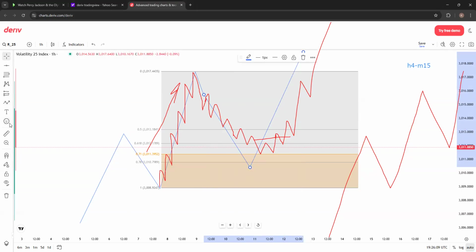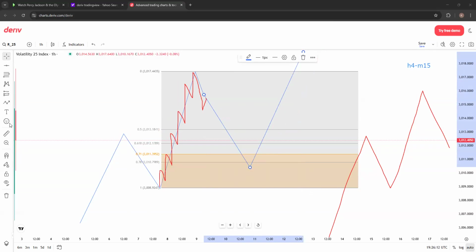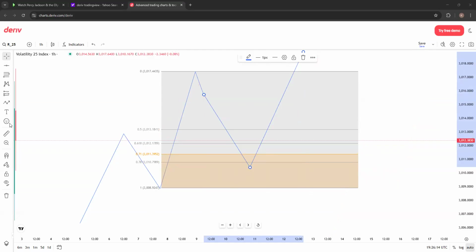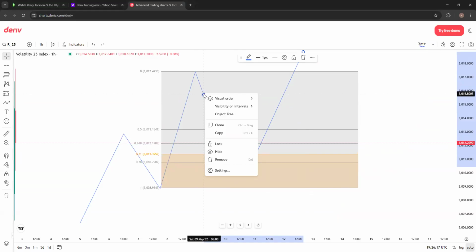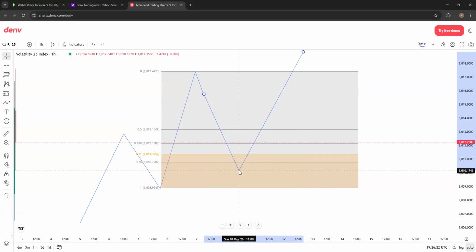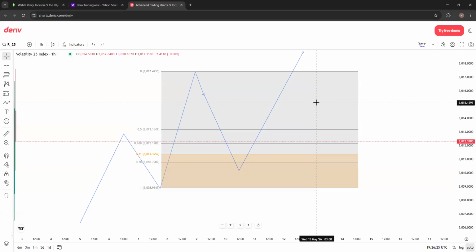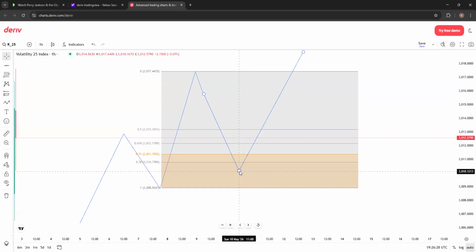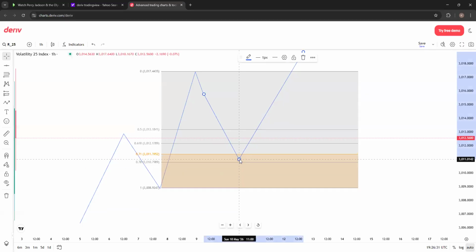So there is no point that is stronger than the other. What matters is, did the point break structure? If the point broke structure, it means it's now confirming a reversal. A break of structure is important here so that we have confirmation that our point of interest is now playing out, right?